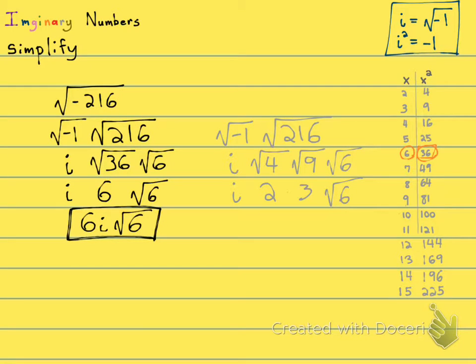So we're still going to have the same thing. 2 times 3 is 6. Then the i, and then the square root of 6. You'll get the same thing either way. So it's better to get this larger number by itself under the radical. But if you don't see that, you could try a 4, you could do a 9, you'll get the same thing.